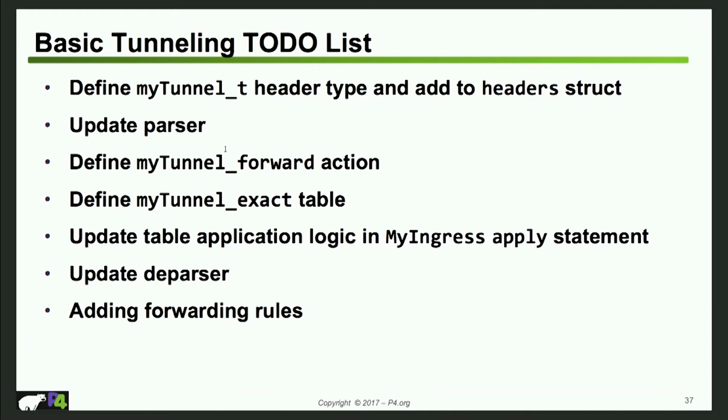We've already defined the new header type called mytunnel, and added it to the header struct. So we'll need to update the parser, and we'll need to define a new action called mytunnel forward, a new table called mytunnel exact, and update the control flow in the myingress control block. And we'll need to update the deparser. Then we've already provided the table entries for you, and I'll show you where that file is. I forgot to show you the table entries when we went through the basic router, but I will make sure to do that this time.